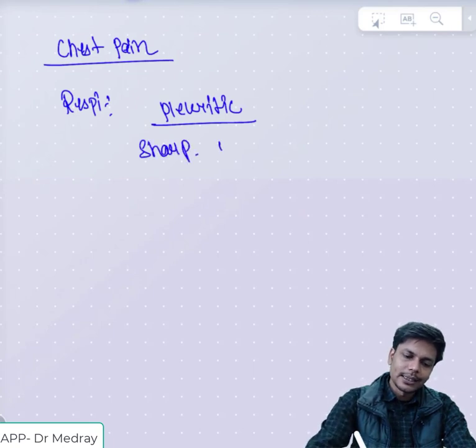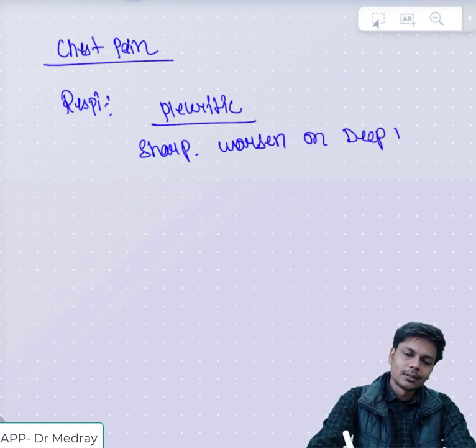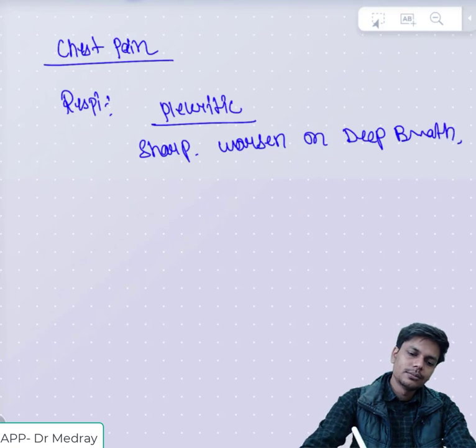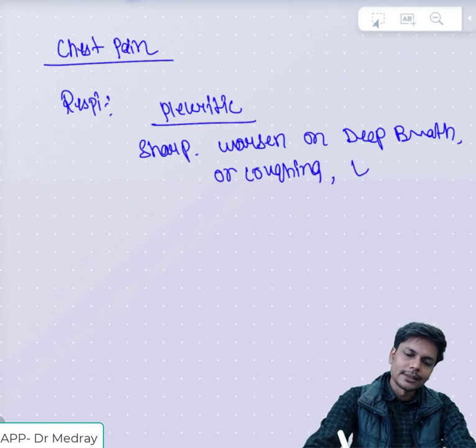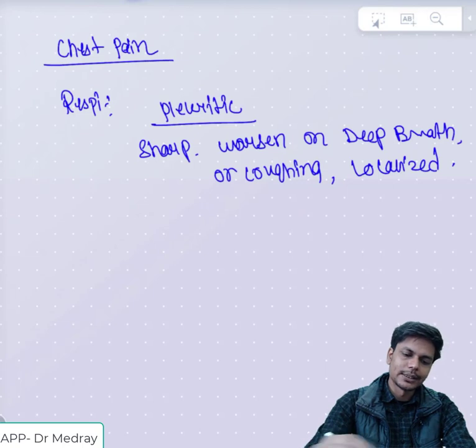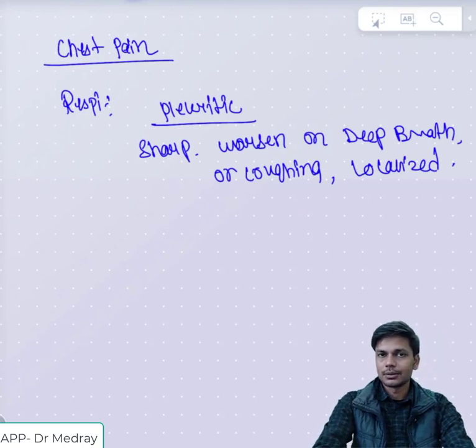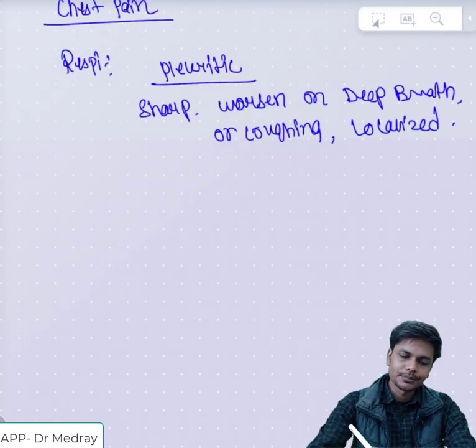It is sharp pain. It worsens on deep breath or coughing, and it is usually localized to a particular area. So the characteristic of pleuritic chest pain because of a respiratory cause is that the pain is usually sharp, shooting pain. It is localized to the diseased or affected area, and it gets aggravated on deep breath or on coughing.